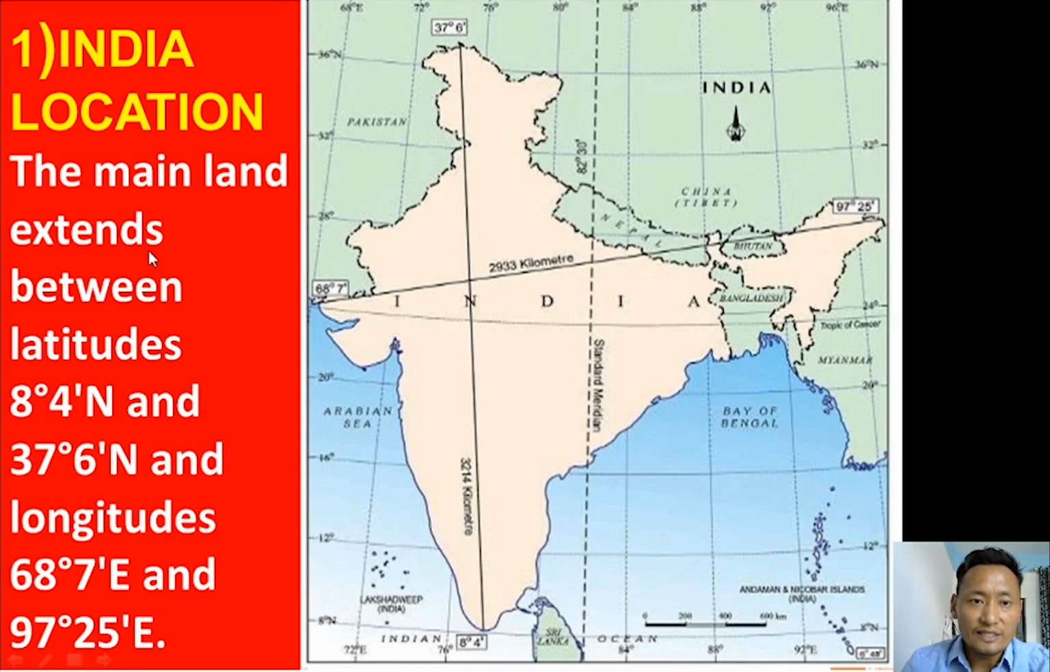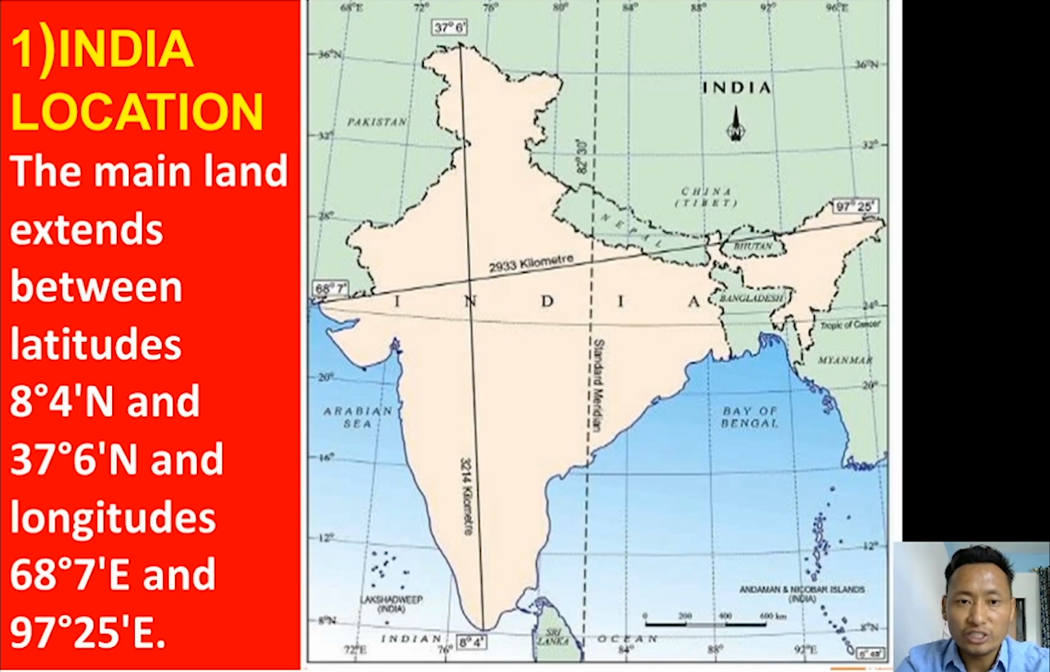The mainland extends between the latitudes. In geography, we use geographic coordinate systems. These are latitudes and longitudes. These lines are used in order to show the locations of particular countries and objects in the world. These are actually imaginary lines to show the location of countries and nations in the world.